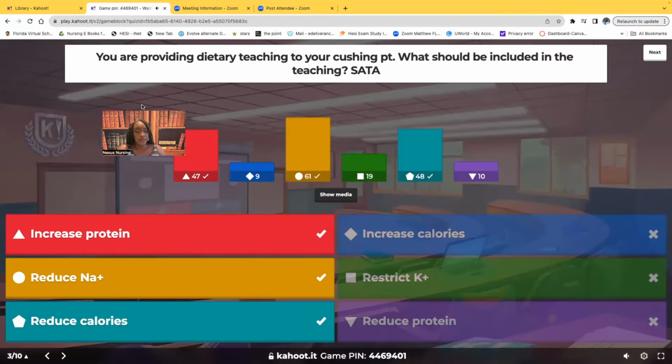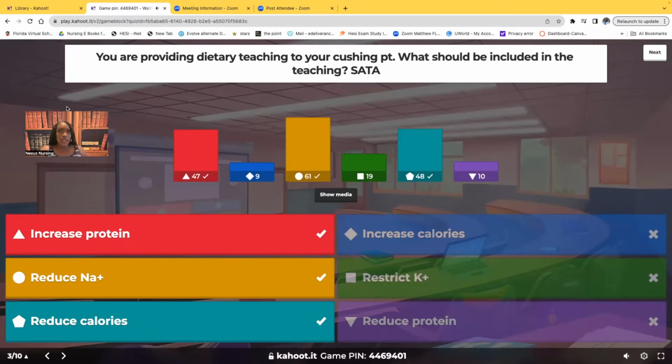All right, let's talk about these choices. You're going to teach them to increase protein. I just talked to you about how that patient experiences catabolism, how there's muscle wasting, right? So what does protein do? Protein actually helps build muscle. That patient needs to build muscle because they're experiencing muscle wasting. So we're going to tell them to increase protein.